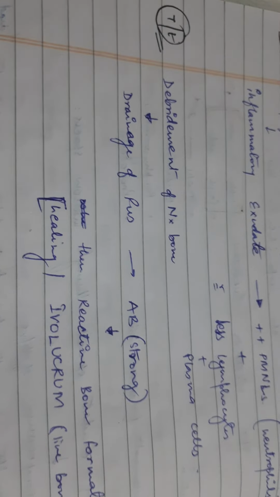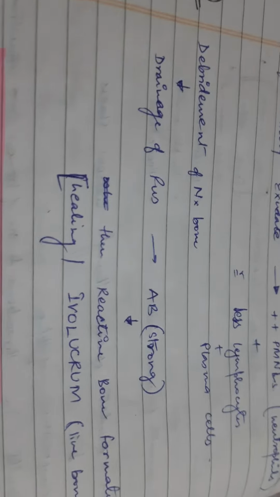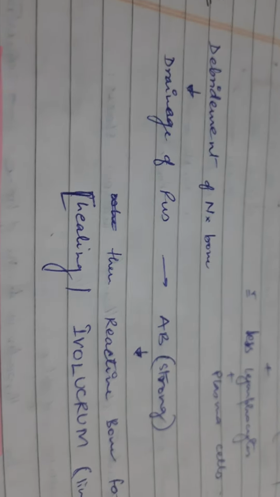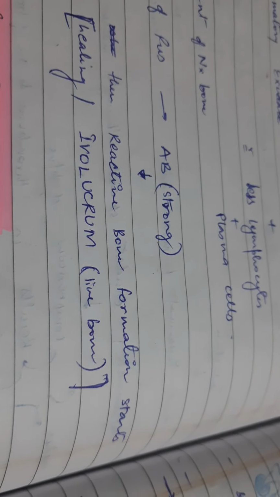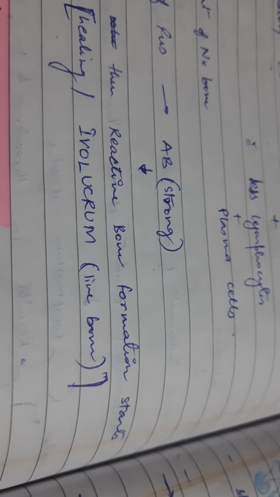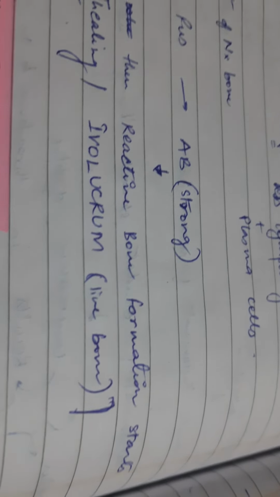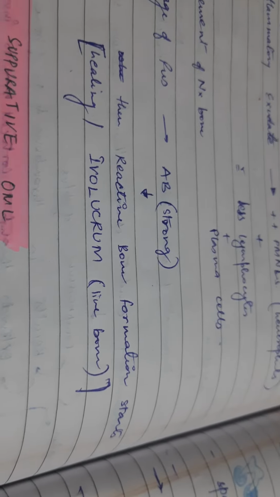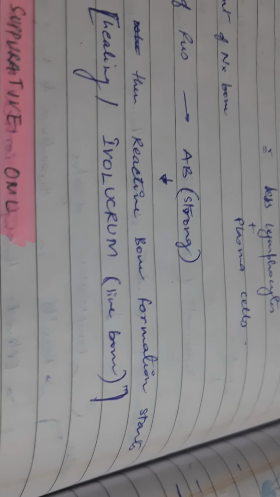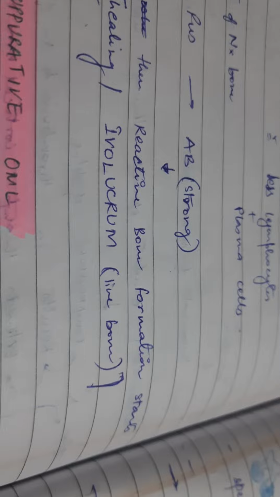Okay, then treatment: debridement of necrosed bone and drainage of pus. How to treat it? First we will do the debridement of necrosed bone, then drainage of pus, and then we will give strong antibiotics. Then reactive bone formation starts, and healing with live bone will occur, after giving strong antibiotics and after draining pus.